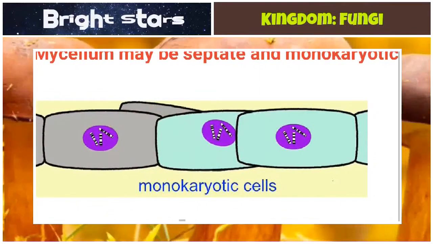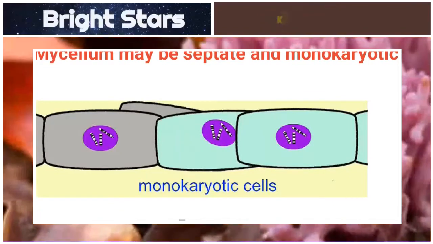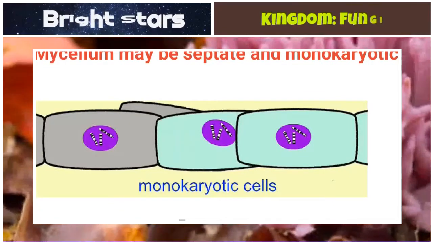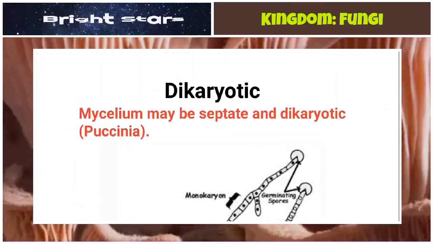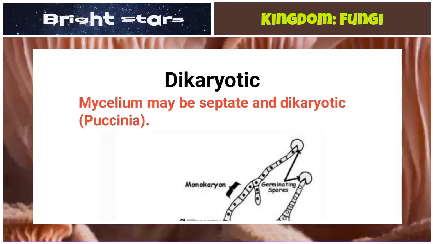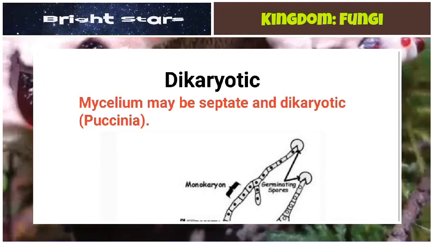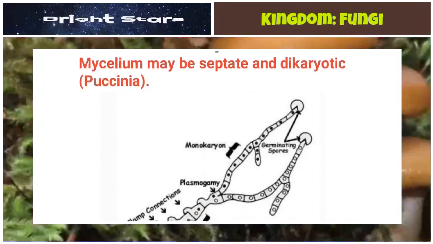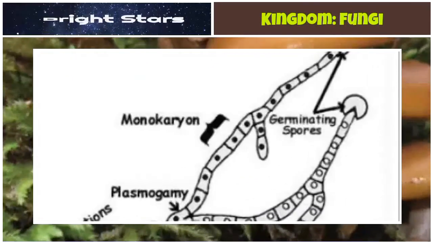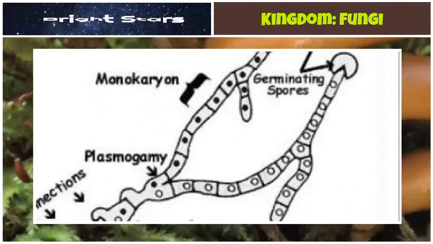Each cell has a nucleus, unlike the coenocytic multinucleate condition. So next thing is dikaryotic. Mycelium may be septate and dikaryotic. Di means two, karyon means nucleus. If two nuclei are present in the cell, we call it a dikaryon.